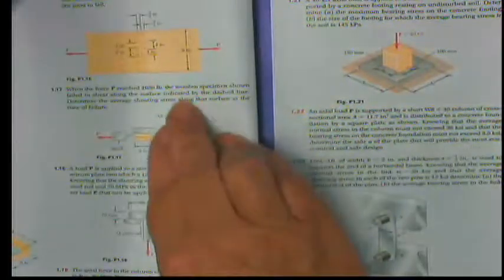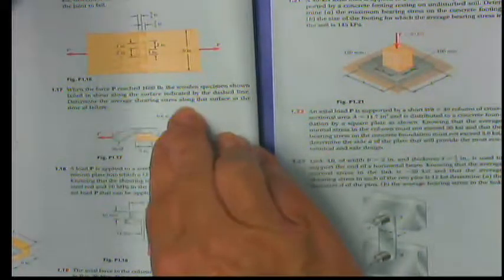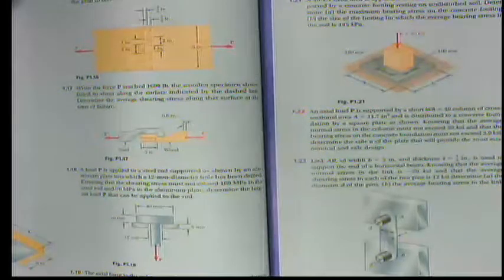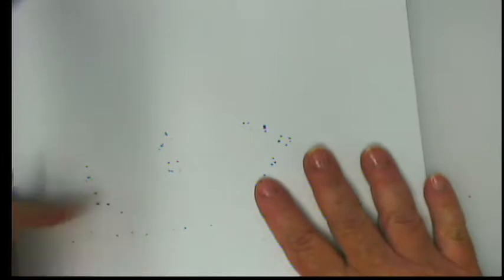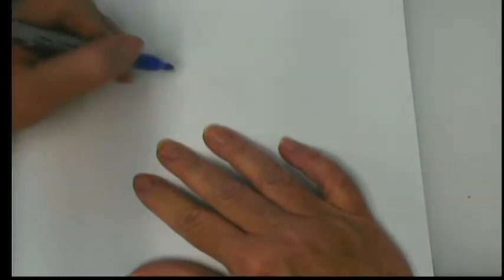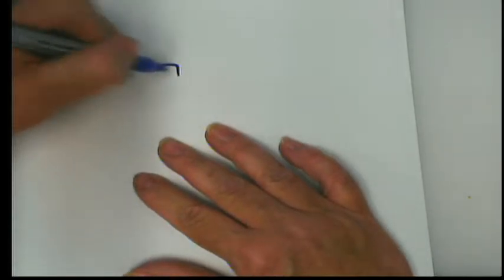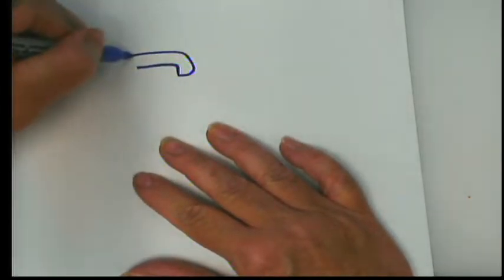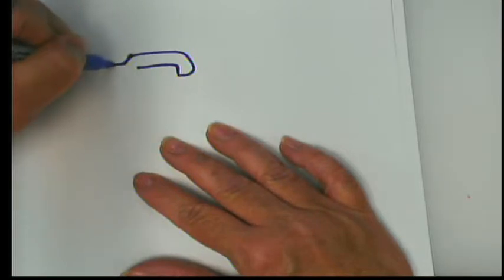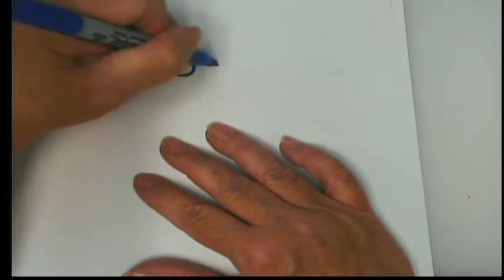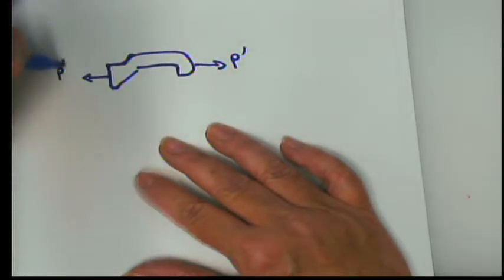So what they're basically telling you is they want you to determine the average shearing stress along that surface at the time of failure. All right, so I'll go ahead and draw this out. And basically, how am I doing on time? Oh, we're doing good. I think I can get this problem done in the right amount of time. So we have this type of a metal, I don't know what you would call it, a doohickey perhaps, okay? So, technical term. There we go.